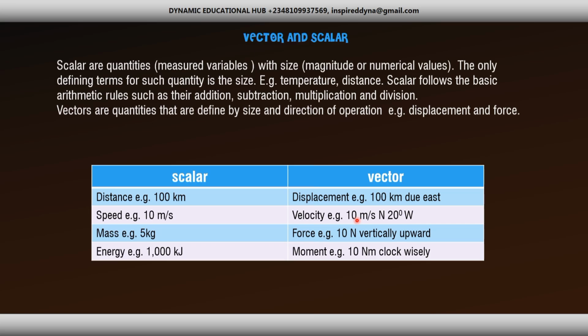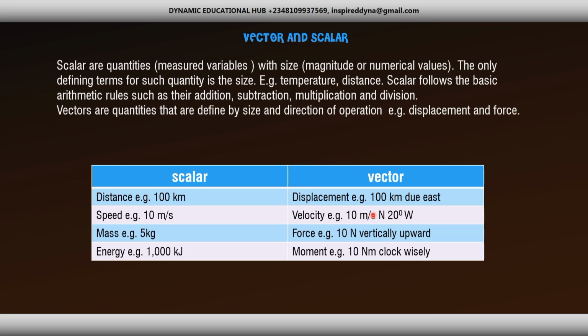The first one is displacement, 100 kilometer due east. Now let's compare and contrast here. Here I'm just giving magnitude alone. Don't forget that this one is just a unit. I'm giving the magnitude. Now when it comes to displacement, example 100 kilometer due east, this due east is showing the direction.